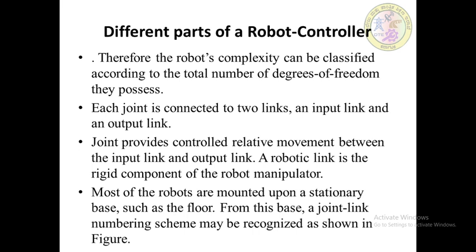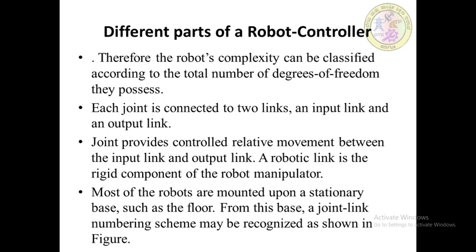If you provide multi degrees of freedom to a single joint or a single place, it becomes very complex. Therefore the complexity of a robot can be classified according to the degree of freedom only. Each joint is connected to two links, an input link and an output link. Sometimes the action has to take place through several links, but sometimes it has two links only, one input link and another output link. The joint provides the controlled relative motion between the input link and the output link.